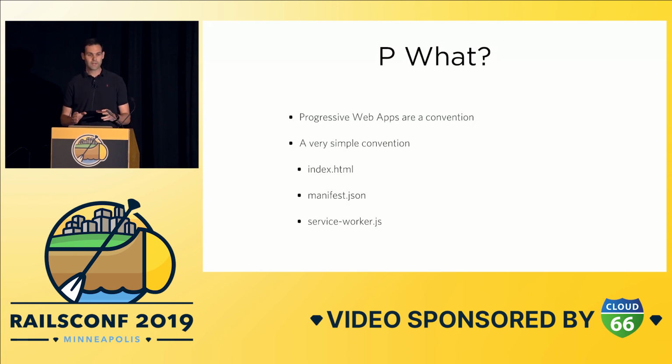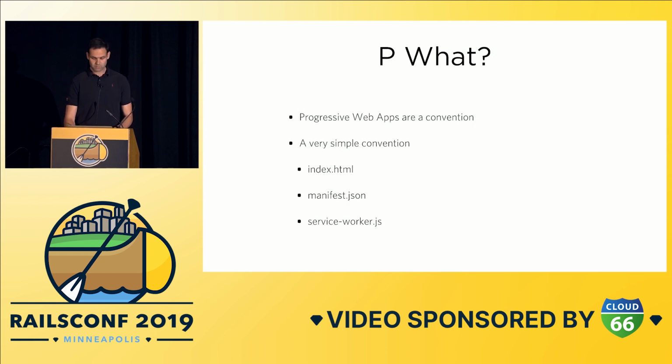The most important thing is you can think of a progressive web app really as a convention. It's very simple, and you just need to add a couple files to your app, and a browser will treat it as a progressive web app. All you need is an HTML page, a JSON manifest file linked to from that page, and a JavaScript service worker that is loaded from that page. There's a little bit more to that, but that's the essential part. It's just those 3 components.